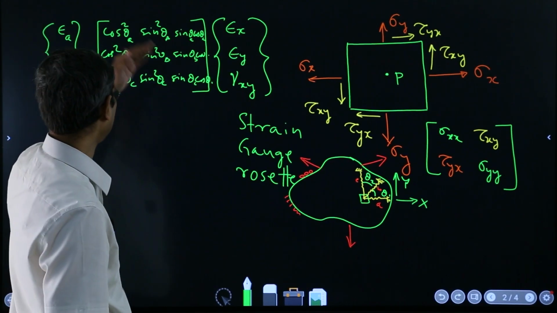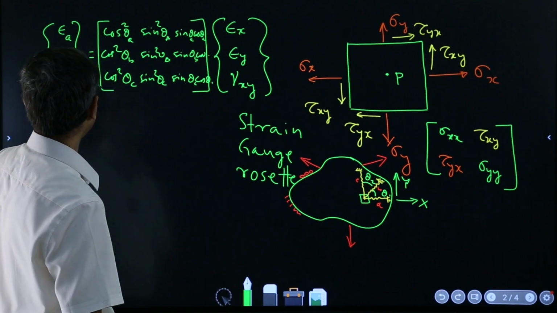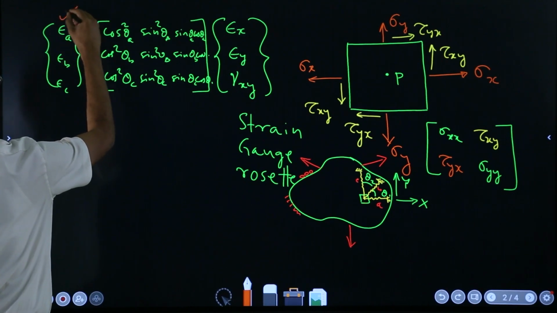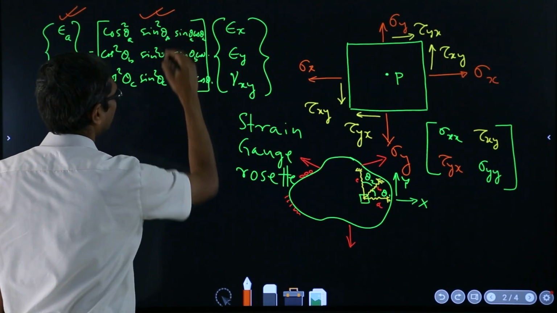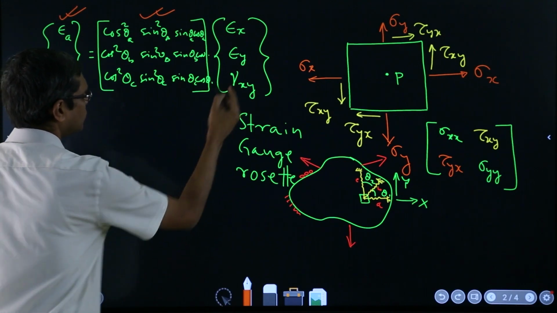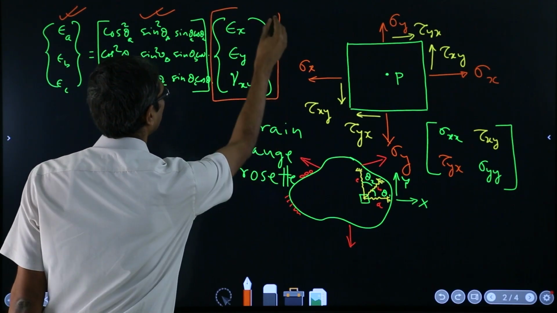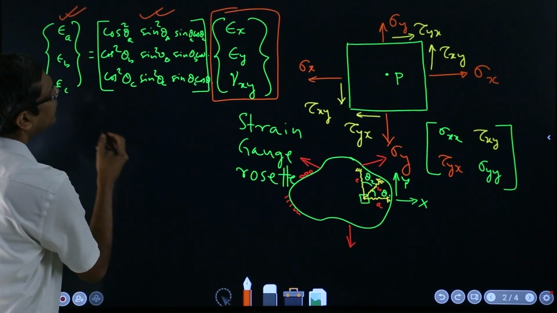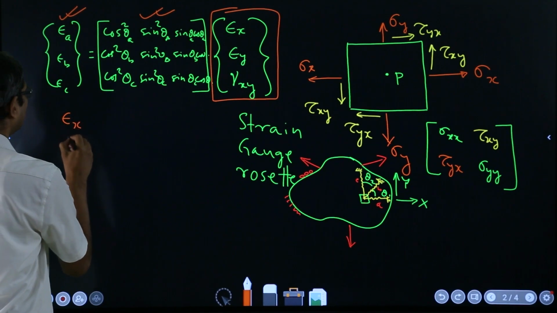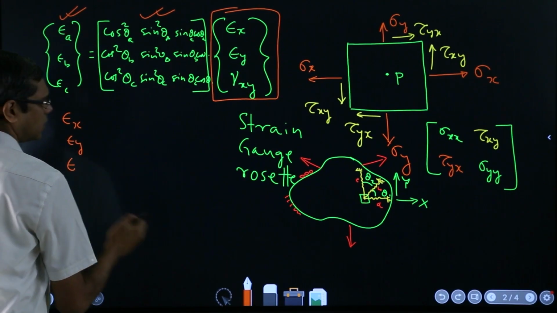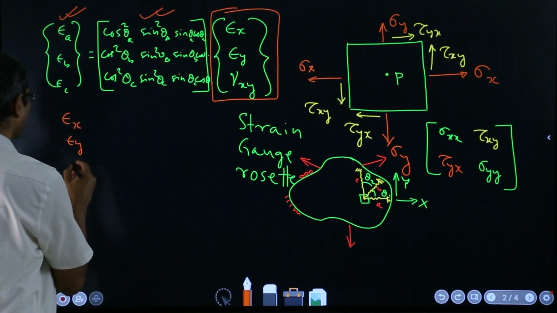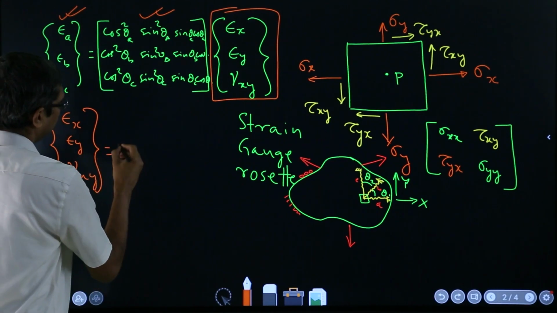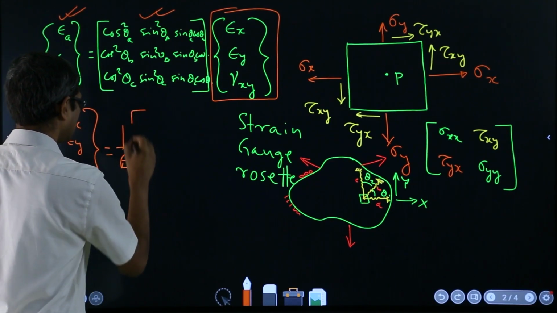These thetas are measured from the x-axis. So what we know from the measurement are these things. This vector we know, all this matrix we know, so just invert this and multiply to get this. Once you know this, in the last segment we saw how epsilon x, epsilon y and gamma xy were related to the stresses.